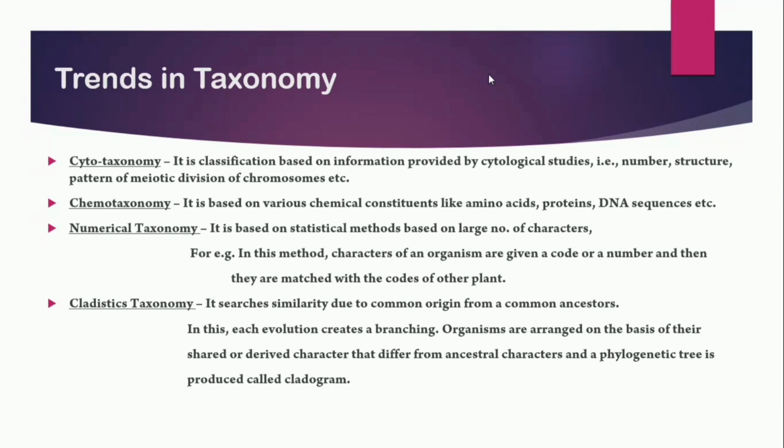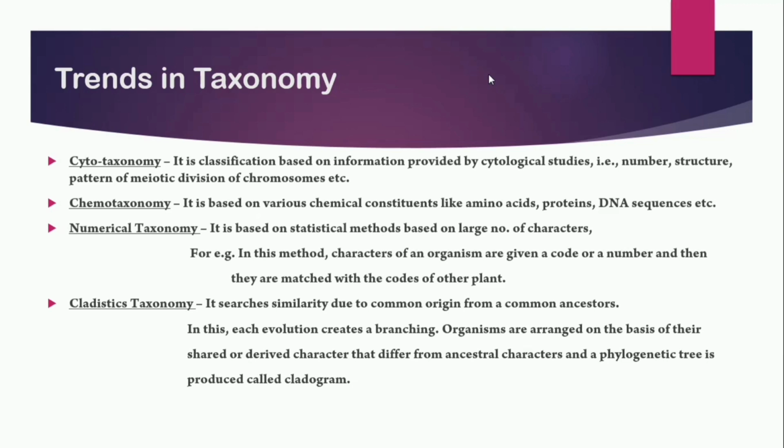Now, trends in taxonomy. Do not get confused between phases of taxonomy and trends in taxonomy. Phases of taxonomy were based on timelines, and trends in taxonomy are based on research. Now, there are 4 trends in taxonomy. That means I have 4 ways of classifying a single organism. These are cytotaxonomy, chemotaxonomy, numerical taxonomy, and cladistic taxonomy.